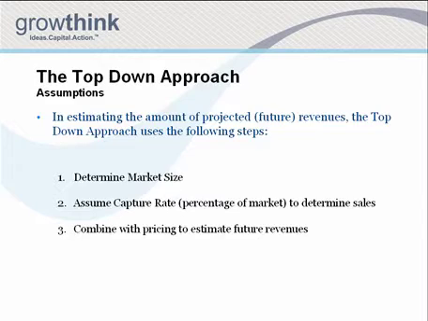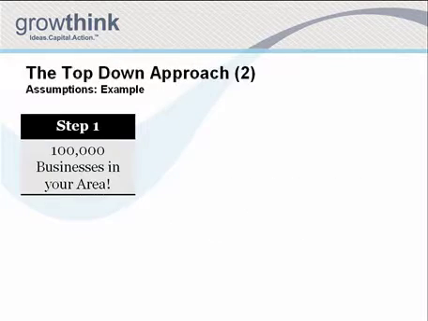So an example would be, if you think that your market for your product is 100,000 potential buyers, and you plan to capture 1% in year one, that means 1,000 people would buy your product. If your product sells for $50, then you could expect $50,000 in revenues in your first year. So that's the top-down approach.